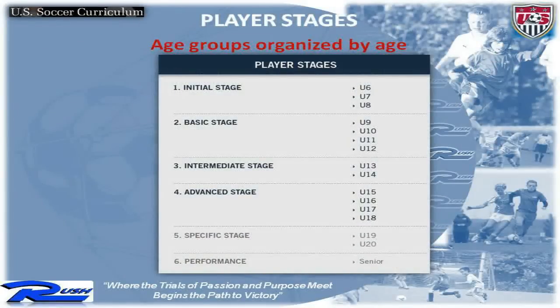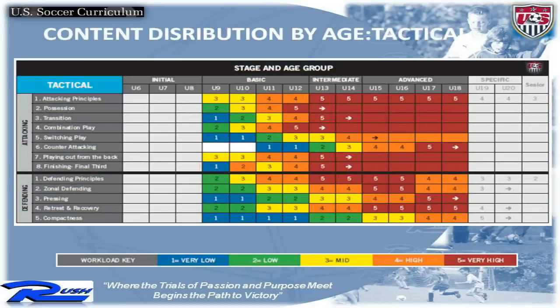Taking a quick look at the illustration here provided to us by US Soccer, we review the initial stage for our 6s, 7s, and 8s, their introduction into soccer, the basic stage, 9s, 10s, 11s, and 12s, where we're giving them their soccer fundamentals, the intermediate stage, 13s and 14s, beginning to learn to compete and play in various shapes, exercising various principles, in the advanced stage, our 15s, 16s, 17s, and 18s. When we take a look at tactics and we're thinking about organization and decision making, we see the clear trend here. U13s through U18s, the emphasis on tactics.